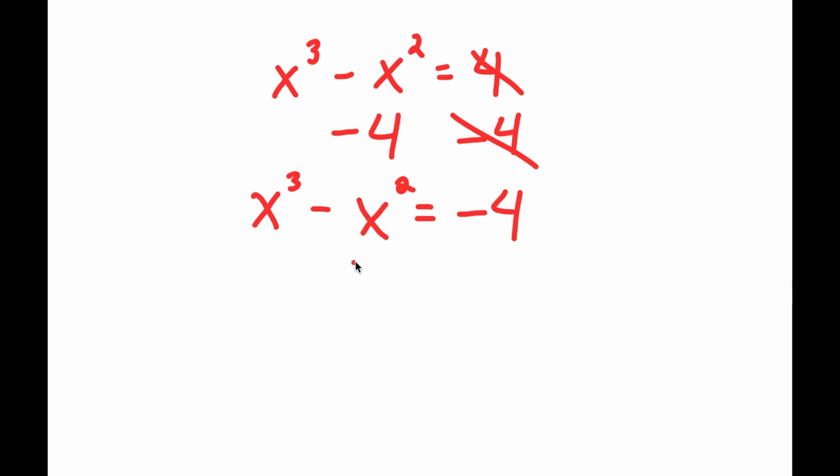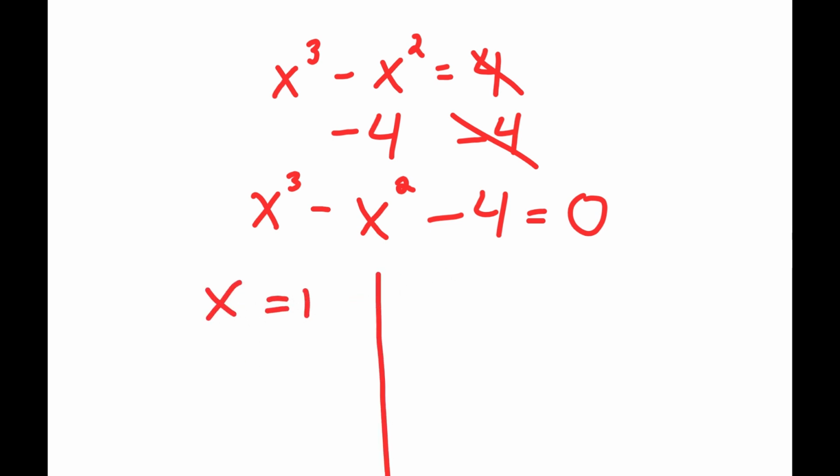Sorry, I did this wrong. I'm supposed to have x to the power of 3 minus x squared minus 4 is equal to 0. So now, to actually solve this, I need to find one solution of x, and then using that solution, I'm going to find the rest. So to do that, I'm just going to plug in values of x until I get a solution.